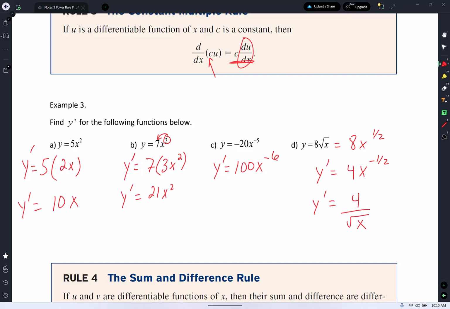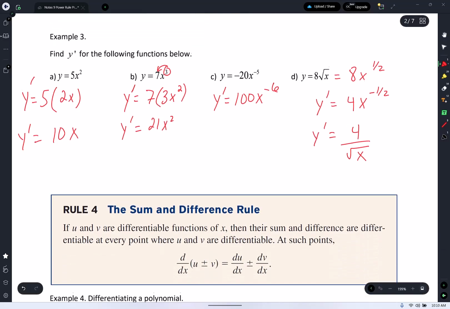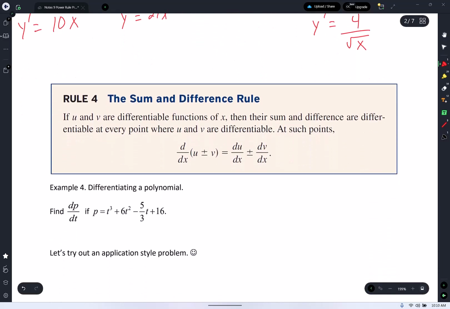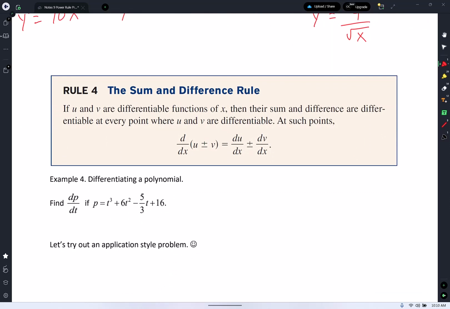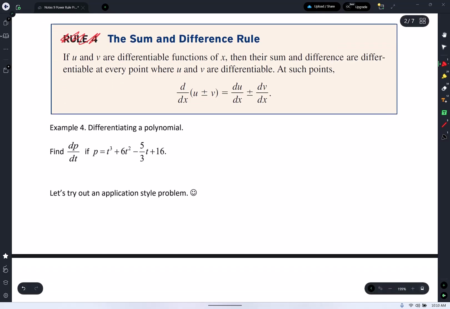Is this making sense, guys? Nothing crazy, right? Okay. Don't worry, we're not going to do a whole bunch of them. All this means is to do an element at a time. So the sum and difference rule just means do it an element at a time. So here we go. This means I'm taking the derivative of p with respect to t. So I'm going to write dp dt equals, what's the derivative of t cubed?